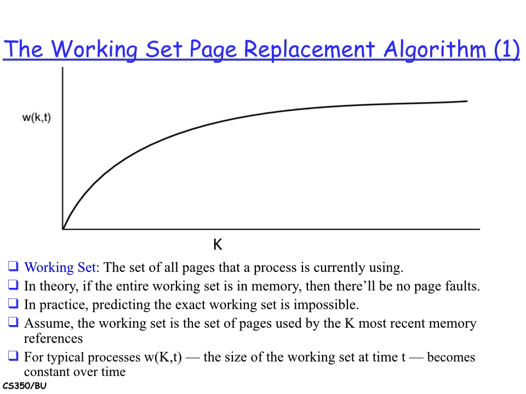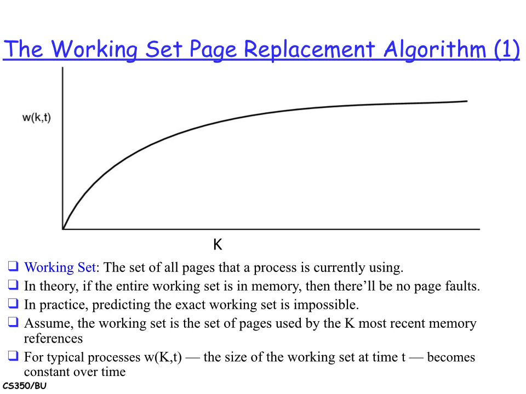So in theory, if you keep the working set in memory, then the process will not encounter any page faults. Of course, there is a problem: one, you need to predict what the working set is for a process, and secondly, even if you could predict it, the working set keeps changing during the lifetime of a process.